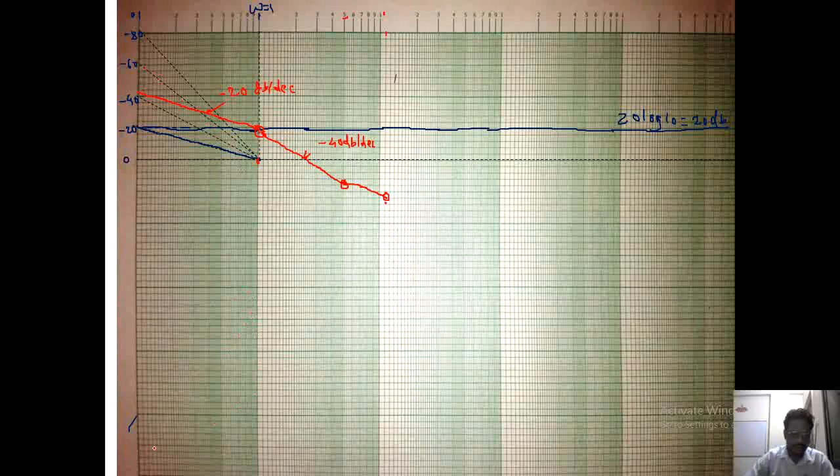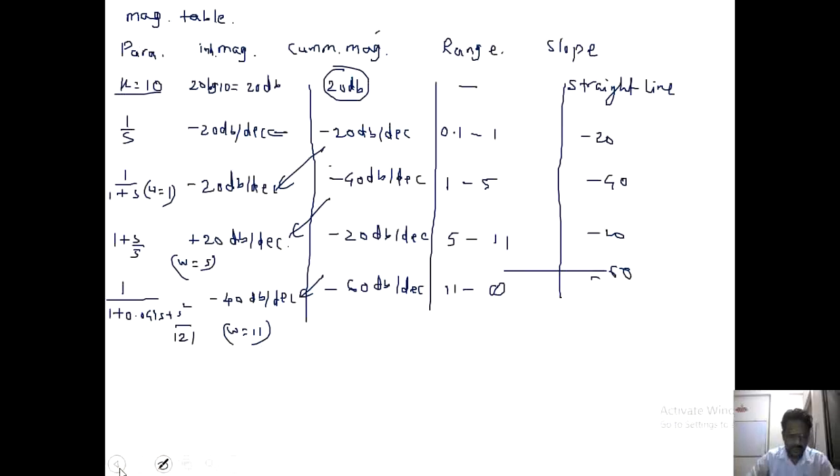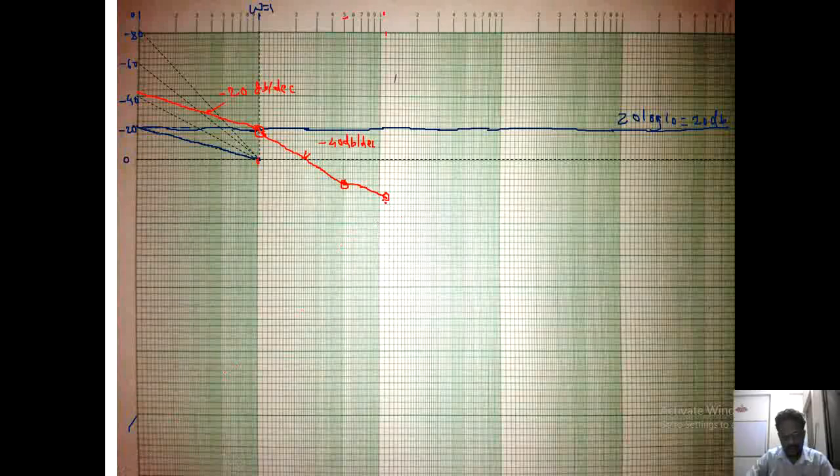Okay, minus 60. You can see here in the magnitude plot: minus 20, minus 40, then minus 20 and minus 60. So from here, along the minus 60 line, this is the 60 line, draw parallel to this, like here.